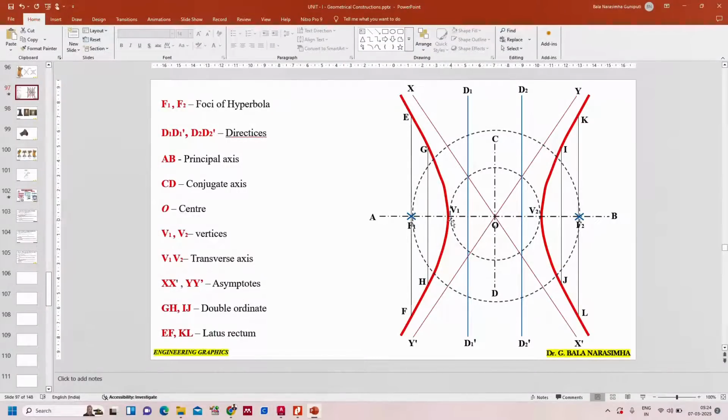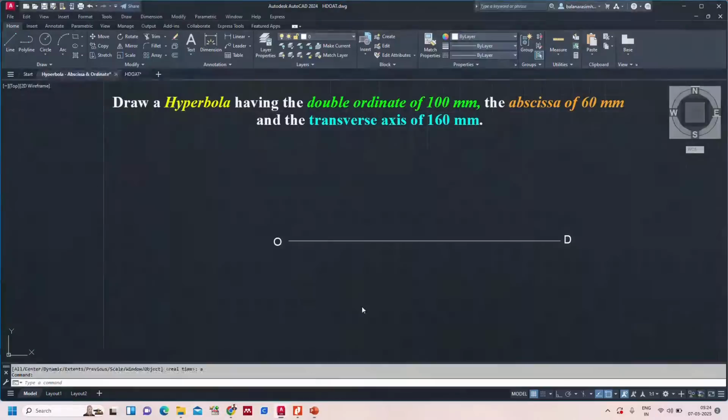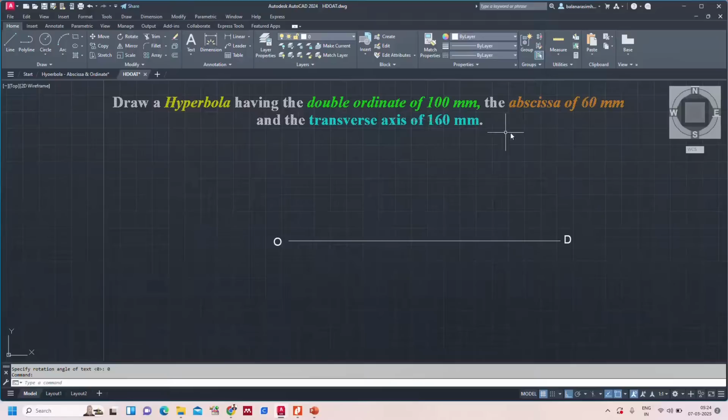Just now I said V1V2 is called the transverse axis, but here we are drawing only one branch of hyperbola. So in the question, whenever they give the transverse axis, to draw one branch of hyperbola, you need to take half of the distance. That's it. OV will be half of the transverse axis. What is the transverse axis? 160 mm. Now take PO from this base point, and on the same line, 80.